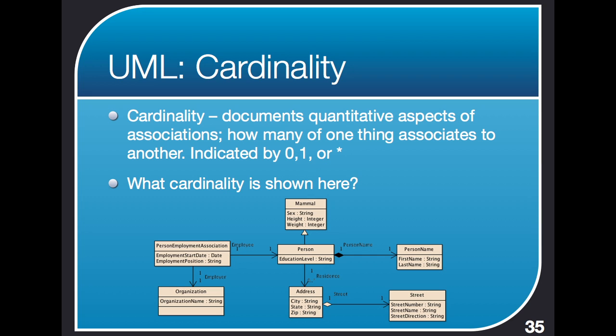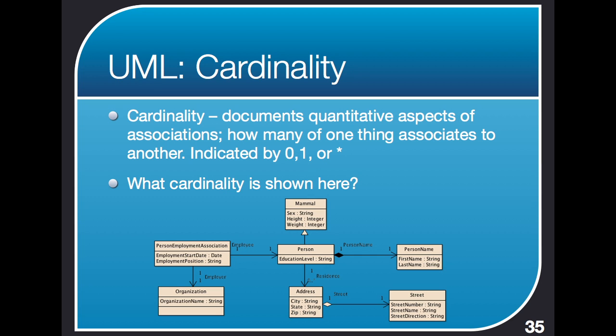And how we do that is by showing a number at each end of the arrow. And that's indicated by a 0, a 1, or a star being as many as you need, kind of like unbounded in XML. So in this case, what cardinality do we see? Well, we see a number of them here. For the person employment association, we see that it's a one-to-one with the person and a one-to-one with the employer. So we're basically linking up one employer and one person for the purposes of the exchange shown here.